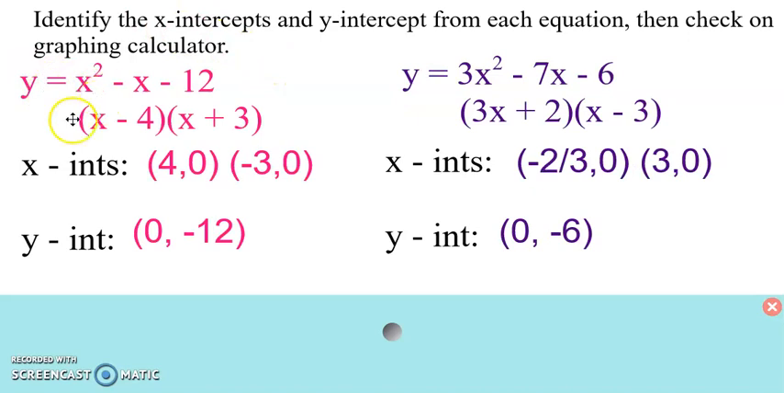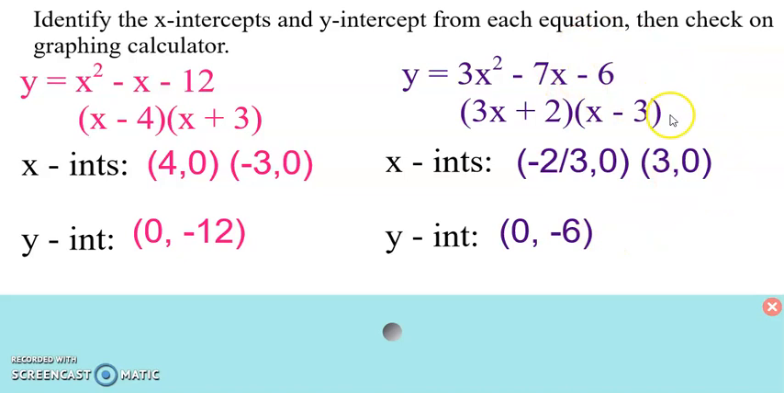So this first one we factor and we get x minus 4 times x plus 3. That gives us x-intercepts of positive 4 and negative 3. And then our y-intercept we take from standard form. That's our constant, negative 12. Over here, we've got this constant of negative 6, so that gives us our y-intercept.